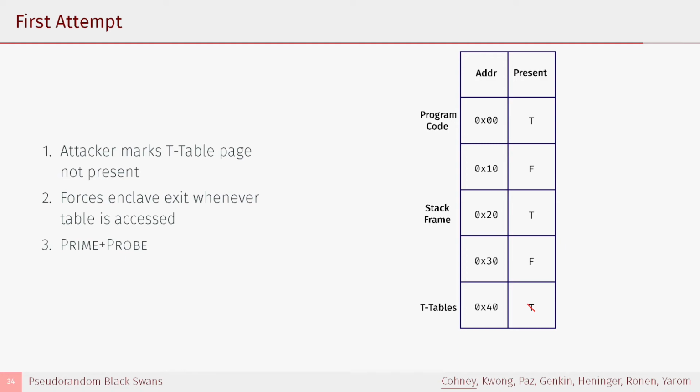The malicious OS would mark the memory page with the t-tables in it as not present. Then when the enclave is executing and it attempts to access the t-table page, it would force an exit back to the operating system. Then we do our cache attack, and then hopefully rinse and repeat.